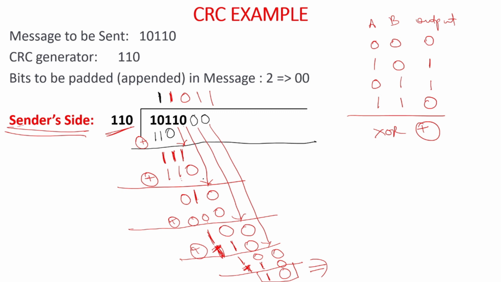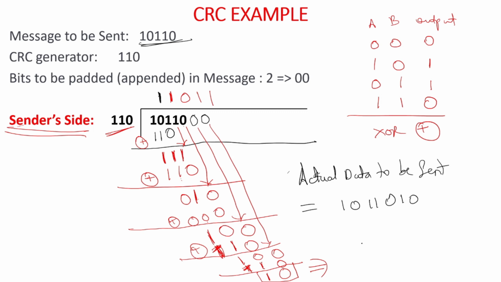Now the actual message or actual data to be sent is 1 0 1 1 0. I copied the same data as it is, and the CRC bits are added, that is 1 0, which we got at the end. These 2 bits we have to add at the end of the data. So the actual data to be sent to the receiver is this.